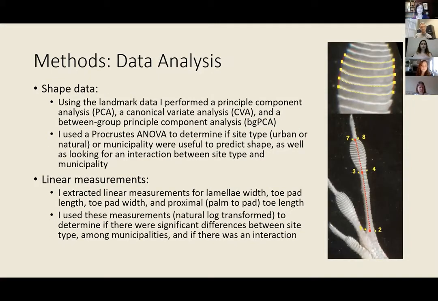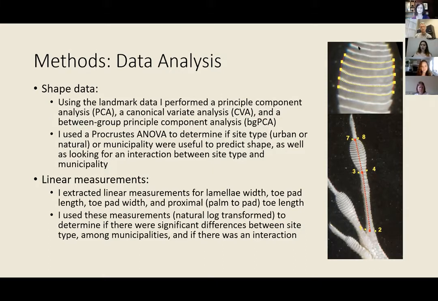So to analyze the shape data, I used the landmarks, and I performed a principal component analysis with that data. So that's a PCA, a canonical variate analysis, a CVA, and a between-group principal component analysis, a BGPCA. And then I used a Procrustes ANOVA, which is basically just a statistical test for highly dimensional shape data to determine if site type, urban or natural, or municipality were useful to predict shape, as well as looking for an interaction between site type and municipality.